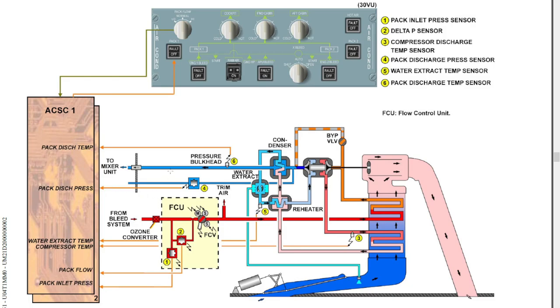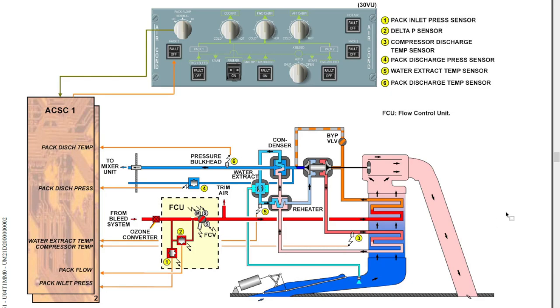And here you have a check valve before the air goes into the mixer unit. What this check valve does is prevent the air on the mixer unit side from coming to the pack side. Why is that? In case pack one is not operating, the mixer unit will still have air coming from pack two, at a certain pressure. If this check valve is not here, that air from the mixer unit can leak through to the pack one side. To prevent that, you have a check valve here, which allows airflow in only one direction, toward the mixer unit.